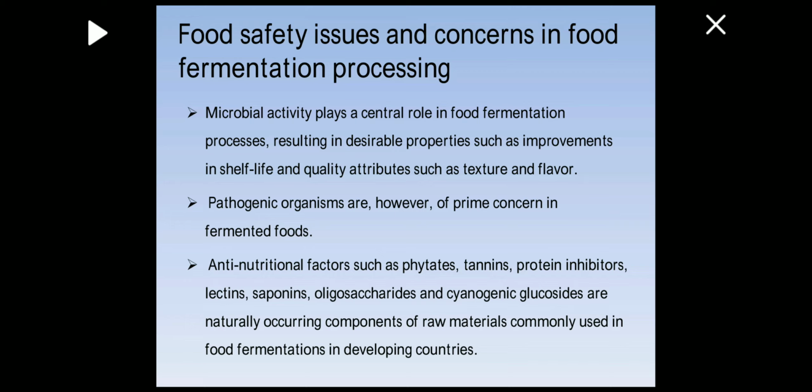Anti-nutritional factors such as phytates, tannins, protein inhibitors, lectins, saponins, oligosaccharides, and cyanogenic glucosides are naturally occurring components of raw materials commonly used in food fermentations in developing countries. So these are anti-nutritional factors. Why are they called anti-nutritional factors? Because they don't allow the growth of pathogenic organisms.